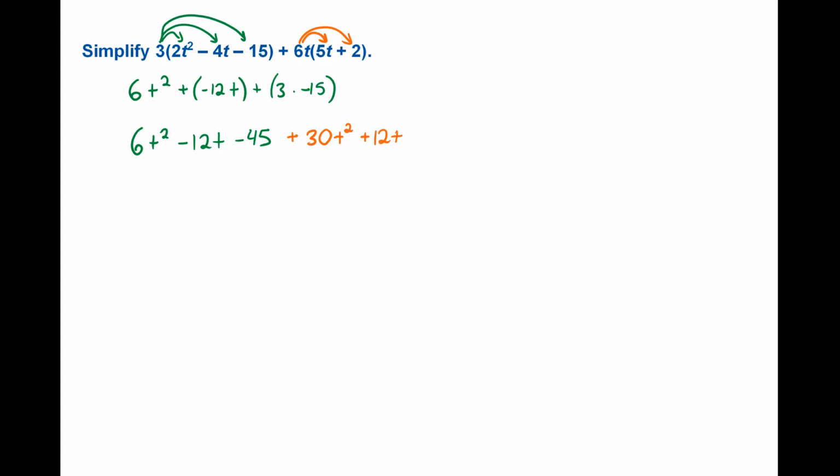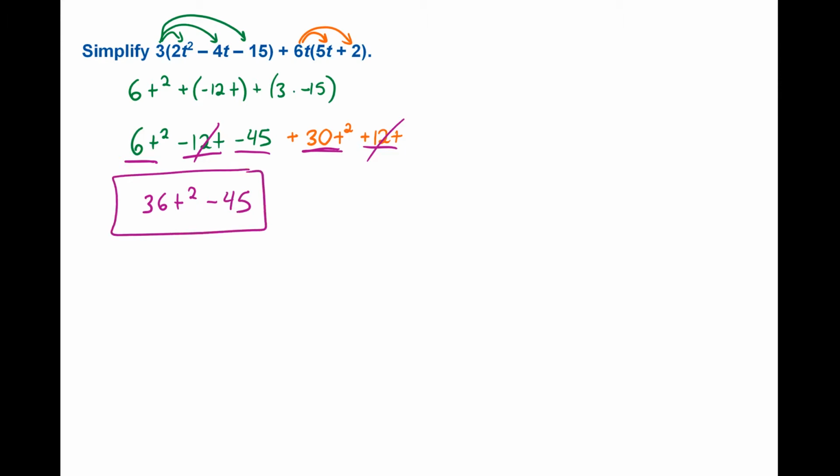Okay, so I did all my distribution, but I now have to combine like terms, do the addition. So I have 6t squared plus 30t squared, which gives me 36t squared. Now I look to combine my t's. Hey, negative 12t plus 12t, they cancel out, leaving me with no t's. And then minus 45. And there I have it: multiply two polynomials by a monomial and then combine like terms.